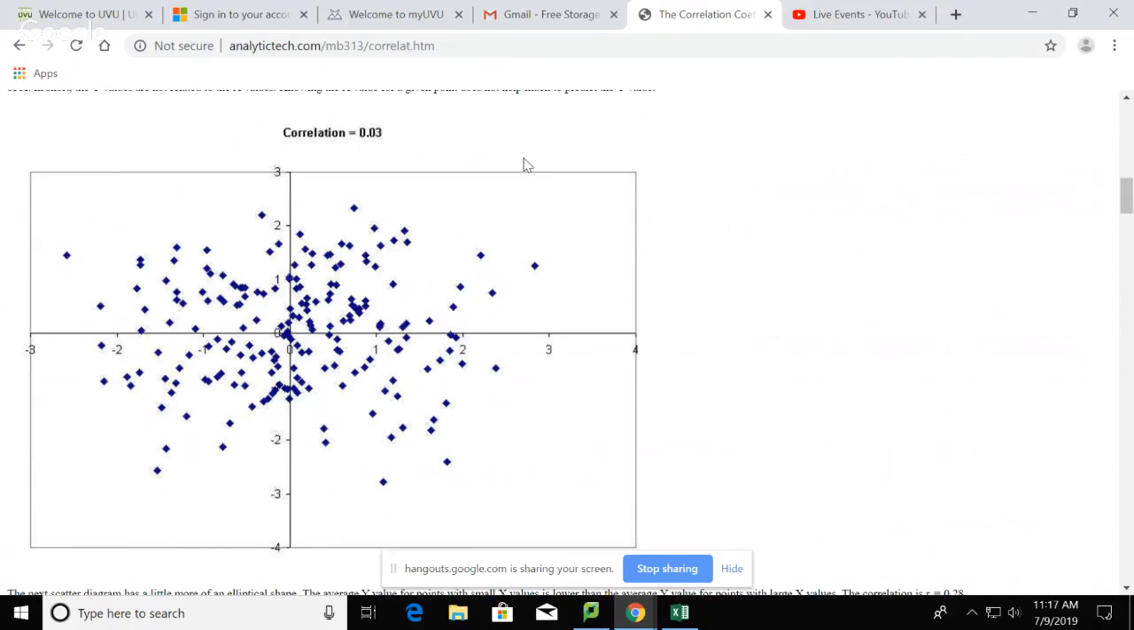Yes, because it looks like a hamburger, right? There's no pattern going on here, no straight line, no curved lines. It's just a bunch of dots. So a correlation coefficient close to 0 would indicate no correlation.